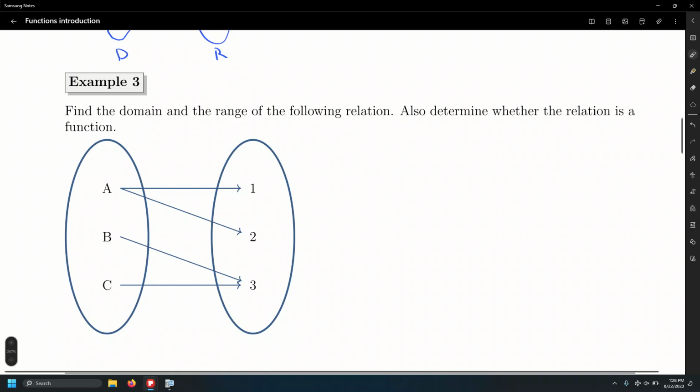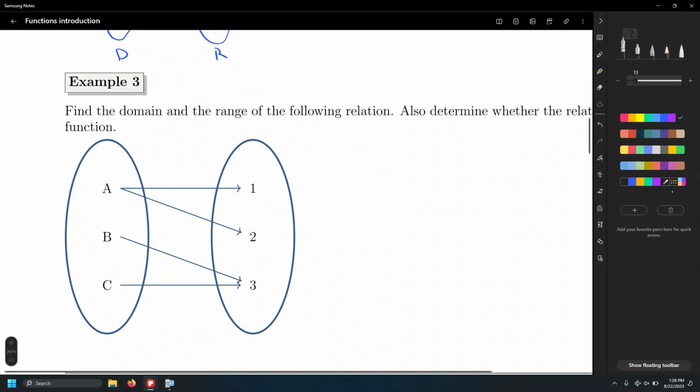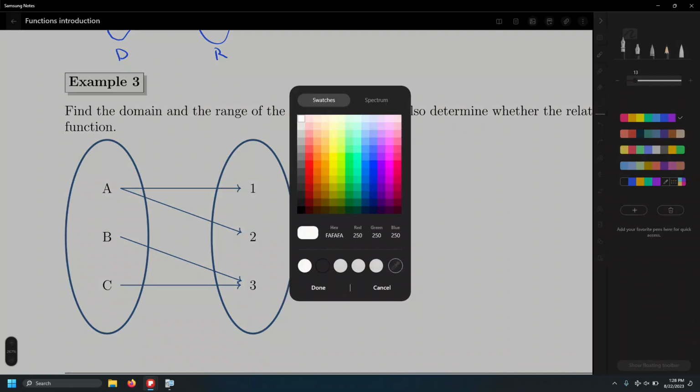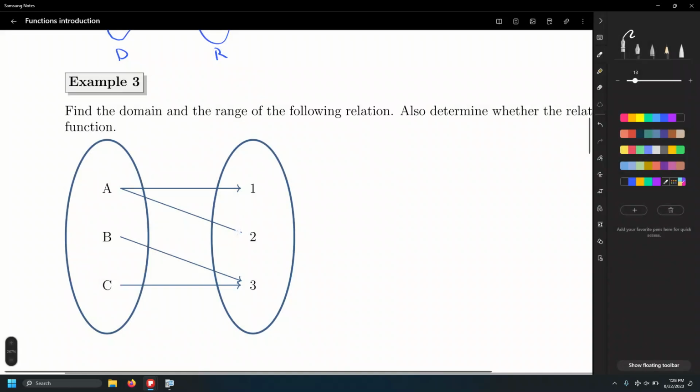Now here is the thing. Suppose we didn't have the following. Let me do all white here. What if I didn't have this second arrow right there? Let's pretend we don't have that. Will that be a function? Yes. The arrow from D will go to 2.